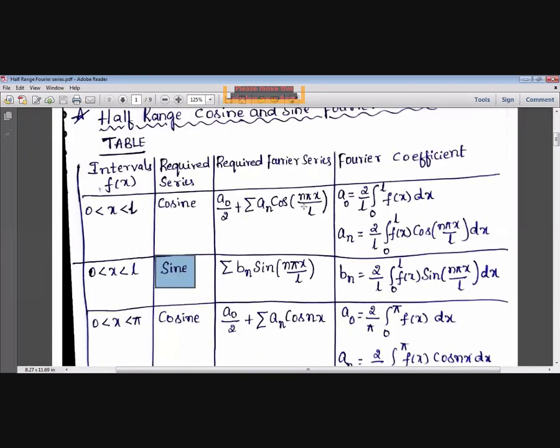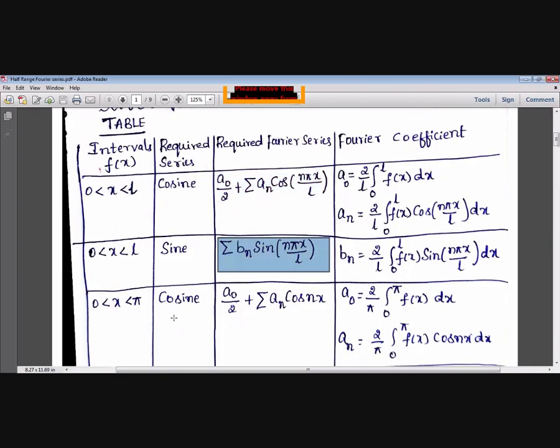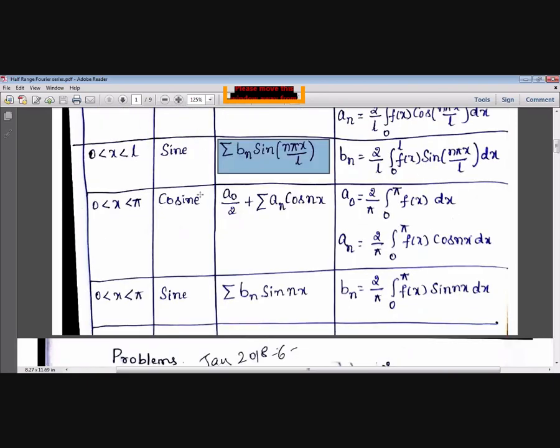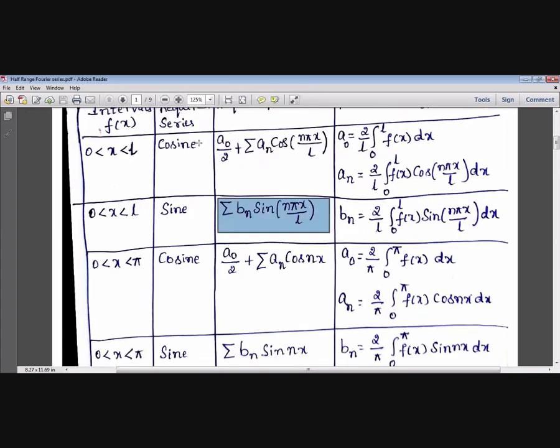The Fourier cosine expansion is this, with a naught and an. The Fourier sine expansion will be this. It is a part of the full series we had before. If they ask for cosine, only this much. If they ask for sine, then only this much. Between the limits 0 to pi, only the L value will change. In place of L we have pi, therefore pi will get cancelled. That is the only difference. Now we'll go to the problems.